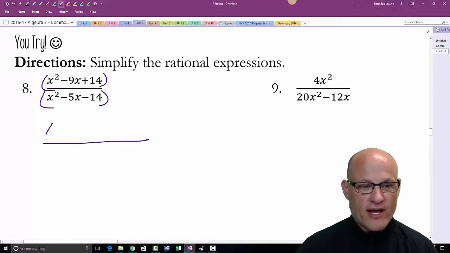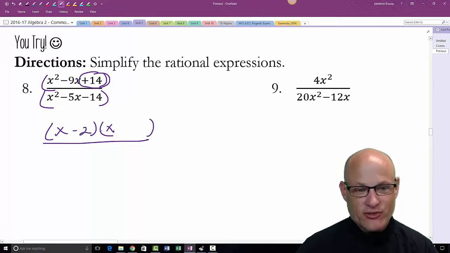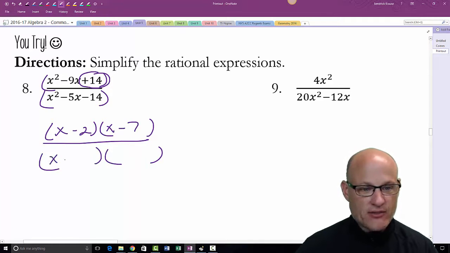In the numerator, we're going to factor. x, x. They have to multiply to 14 and add up to negative 9. Negative 2, negative 7. So x and x.